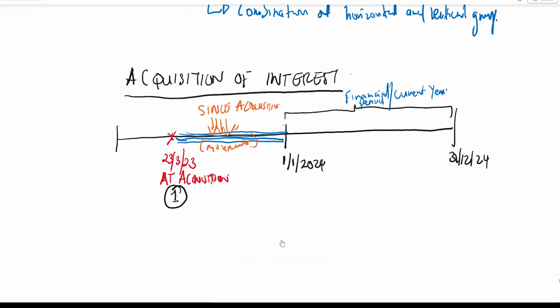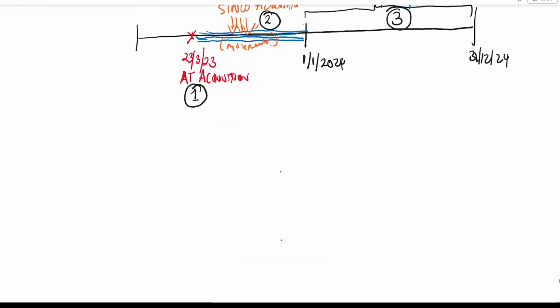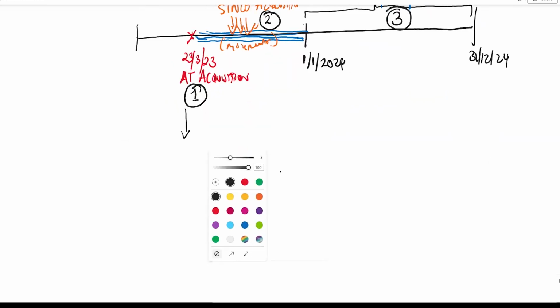Okay, so let's go back again. There are three stages basically. Stage number one, at acquisition. Stage number two is the since acquisition. Stage number three is the financial period or the current year. There is a method that needs to be applied to the acquisition. So now I want to focus on my acquisition date, which is on my stage one.